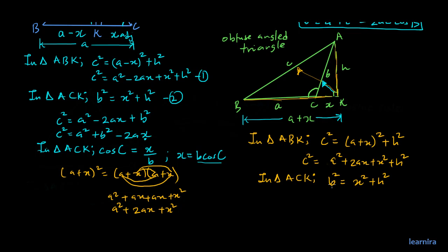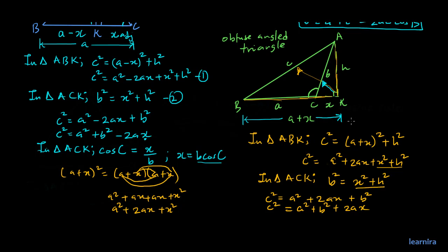Now since we have b squared as x squared plus h squared here, this b squared can replace this x squared plus h squared there. So we would have c squared equal to a squared plus 2ax plus b squared. So we can just write this as c squared equal to a squared plus b squared plus 2ax there.